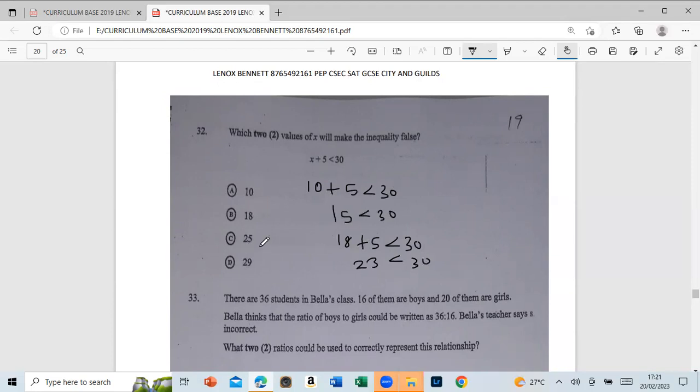25, but 25 plus 5 is not less than 30. Oh, false. Okay, yeah. It is correct. So it would be C and D. I was thinking it's stupid, but it's not. Alright? Because it is false. It never said equal to. So guys, sometimes you have to read the question. That one nearly got me right.